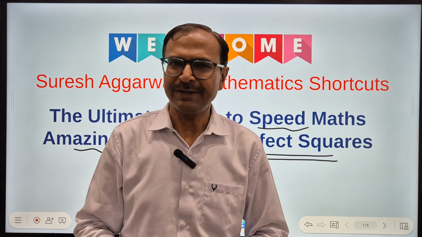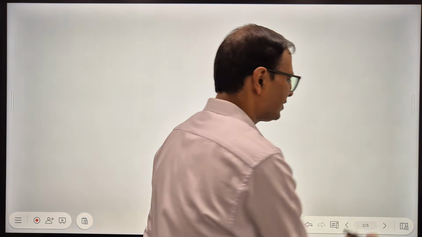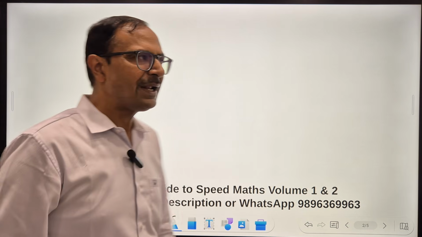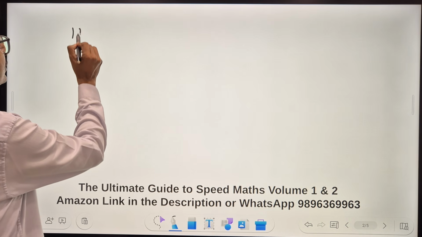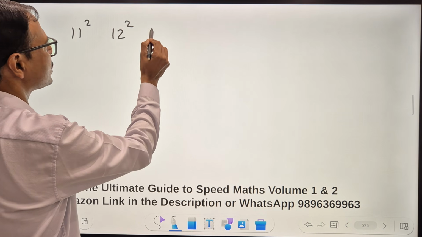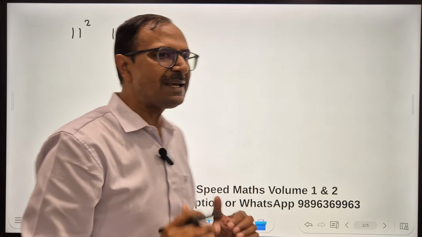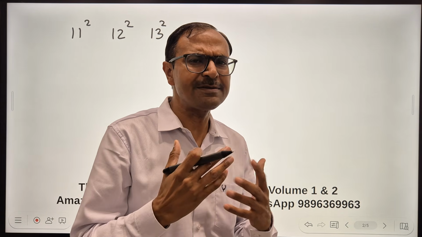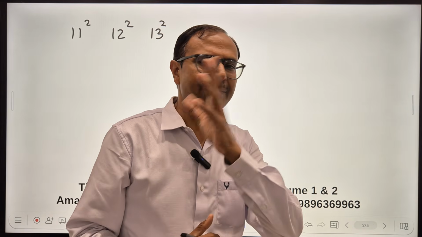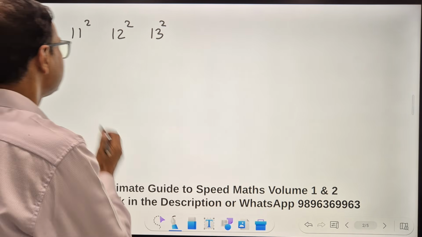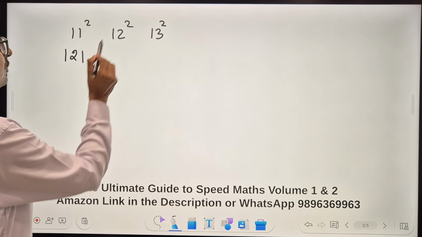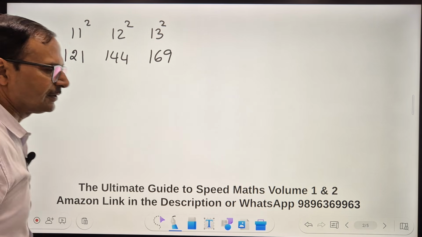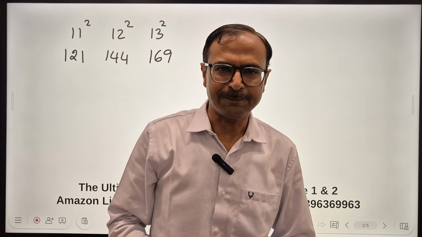Right. So first, the video and the concept. Let me demonstrate it to you first. Let's take 11 square, 12 square and 13 square. I'm talking about three consecutive perfect squares. Consecutive means one after the other, right? 11, 12 and 13 squares. So what is 11 square? It is 121. 12 square, 144. 13 square, 169, right? Now let's observe something.